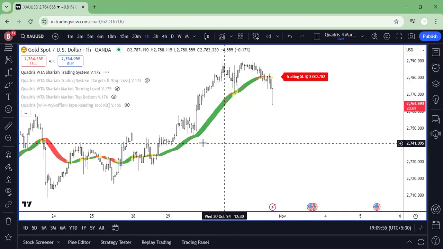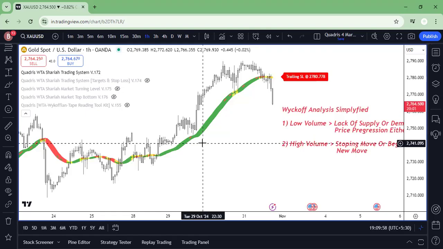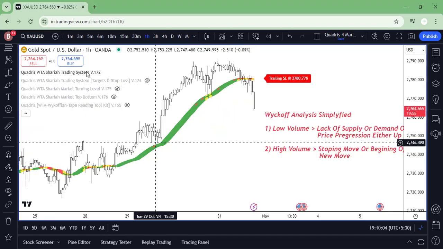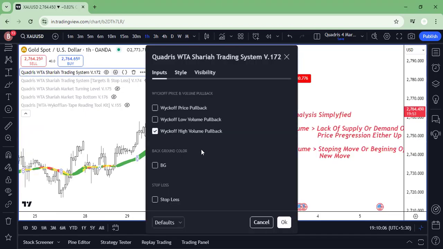So I'll move back to XAUSD. It works on any instrument or any financial market, which is fairly and freely traded. So coming back to this point, here I have applied high volume.